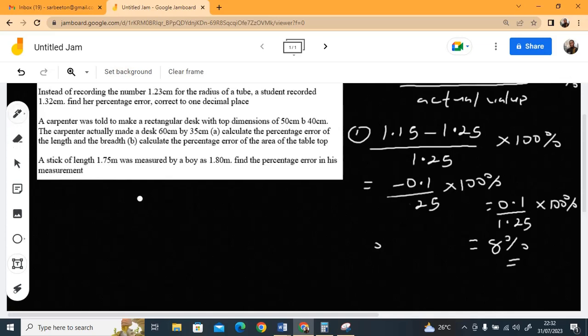They said a stick of length 1.75 meters was measured by a boy as 1.80 meters. Find the percentage error in his measurement. Now, this is the actual length of the stick. But the boy measured it as 1.80. This is the error of the boy. So the percentage error here will now be what?